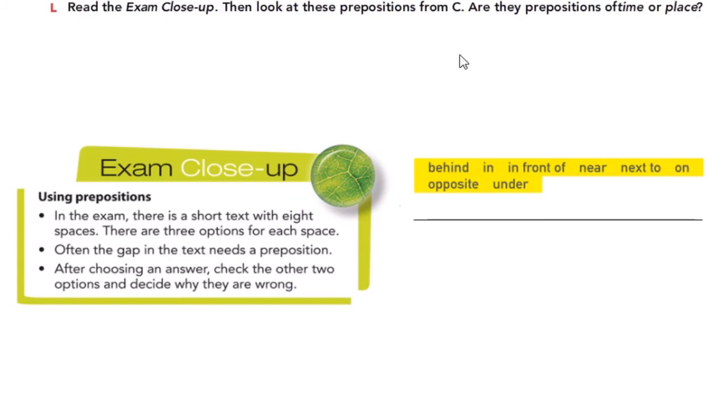Now, let's read the prepositions from C. Behind, in front of, near, next to, on, opposite, under. Are these prepositions of time or place? Yeah, they are prepositions of place. Excellent.